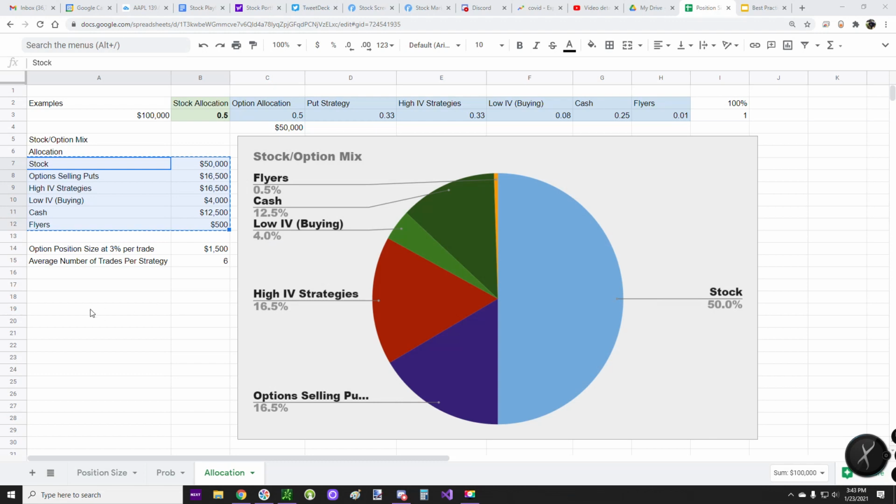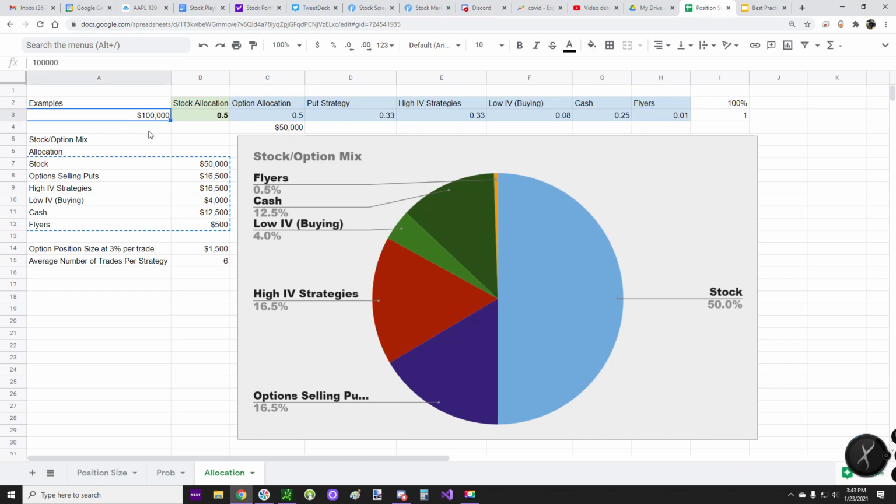Okay, so here we have the options allocation calculator that I created out in Google Sheets. In here, I had an example where I have a $100,000 portfolio. I want a 50% stock allocation. And then for the other strategy categories, I had a put strategy allocation of 0.33 or 33%, 33% towards high IV, almost 1% in low IV, 25% cash, and a 1% flyer of the option section. So let's play around.